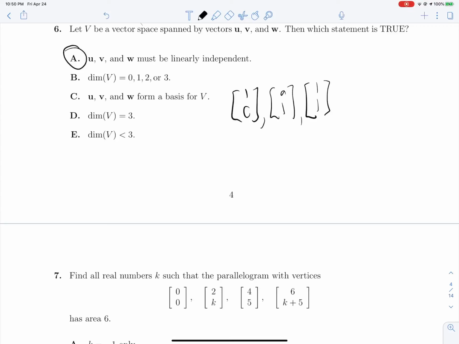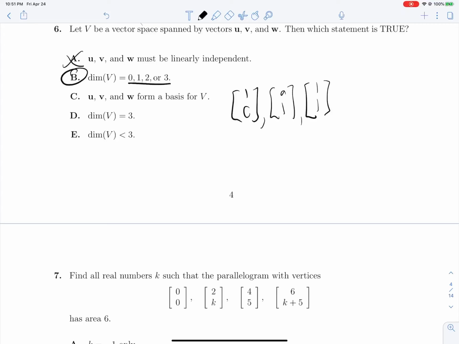What about B? The dimension of... Oh, sorry. I shouldn't have circled that. We just figured out that that's incorrect. Sorry. What about B? The dimension of V must be 0, 1, 2, or 3. Well, by the Spanning Set Theorem, the highest dimension space that three vectors can span is exactly that, R3. And as a result, this is true.